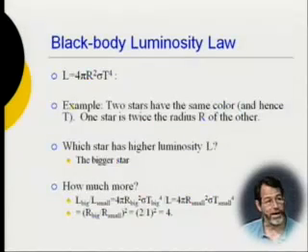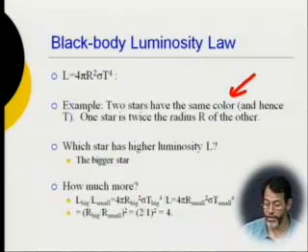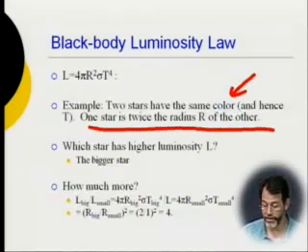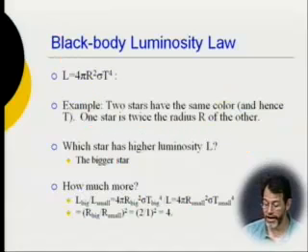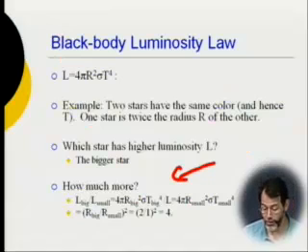Okay, so let's do another example. Let's say two stars have exactly the same color, and one star is twice the radius of the other. Which star has the higher luminosity? Well, the answer would be the bigger star, because once the radius gets put in, it's a bigger number. Everything else is the same, so this becomes bigger. Now comes the mathy question: how much more?